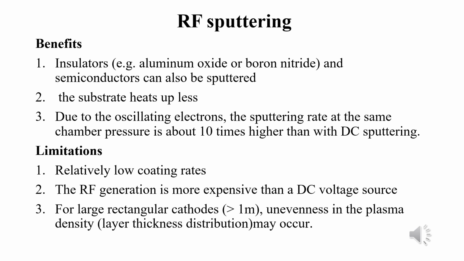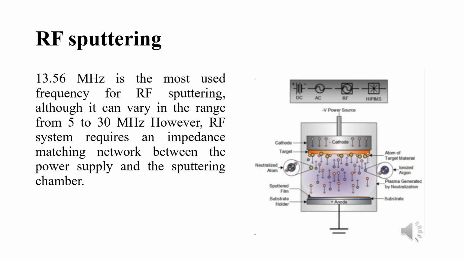And now we will discuss the limitations. Relatively low coating rates, and RF generation is more expensive than DC voltage sources. For a large rectangular cathode greater than 1 meter, unevenness in the plasma density and layer thickness distribution may occur. RF sputtering at 13.56 MHz is the most used frequency, although it can vary in the range from 5 to 30 MHz. However, RF systems require an impedance matching network between the power supply and the sputtering chamber.